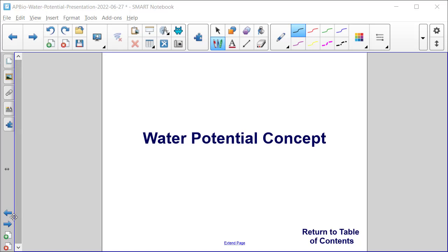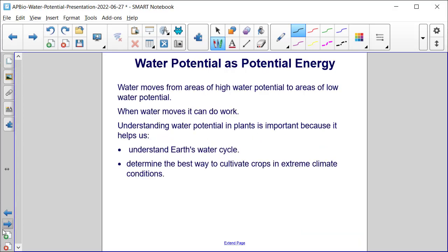Water potential concept. Water potential as potential energy. Water moves from areas of high water potential to areas of low water potential. When water moves, it can do work.